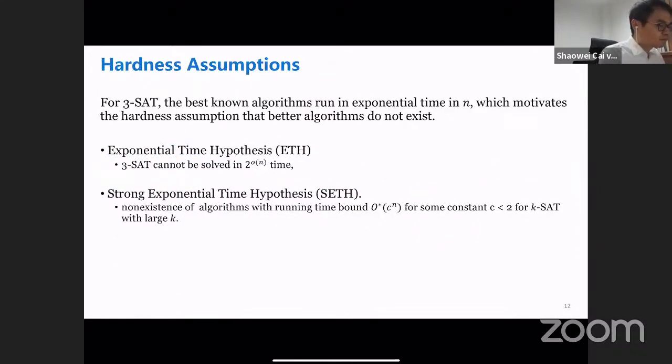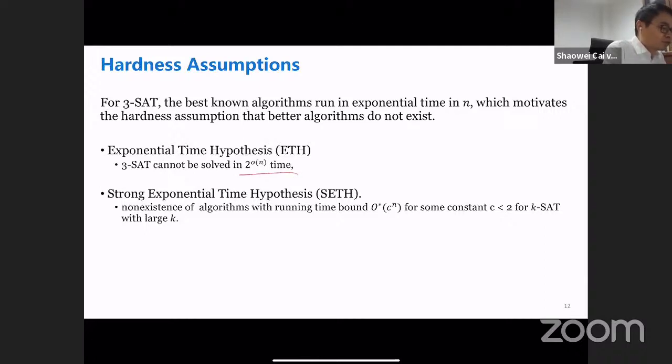Okay. Thanks. Now for 3-SAT, the best known algorithm runs in exponential time in the number of variables. So we did not find any better algorithm, which motivates the hardness assumption that maybe better algorithms do not exist. And there are 2 assumptions here. The first one is known as the exponential time hypothesis, which, loosely speaking, means that 3-SAT cannot be solved in time 2 to the small o of n.